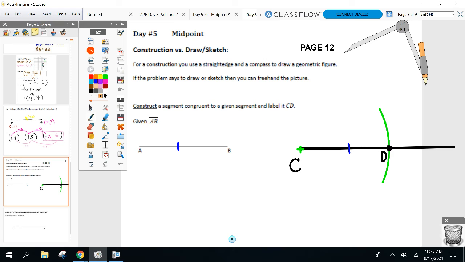First time using the compass. How'd it go? I'm not done with you. I know there's one more construction at the bottom, how to do a midpoint, but ready? Challenge question. And this will happen tonight.